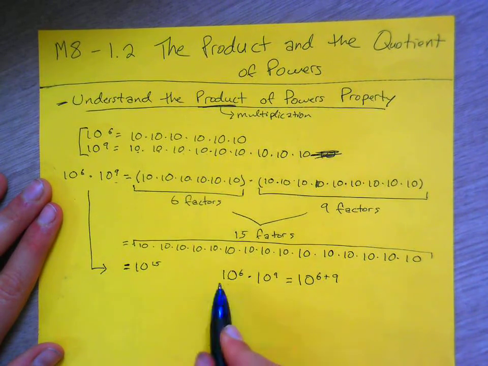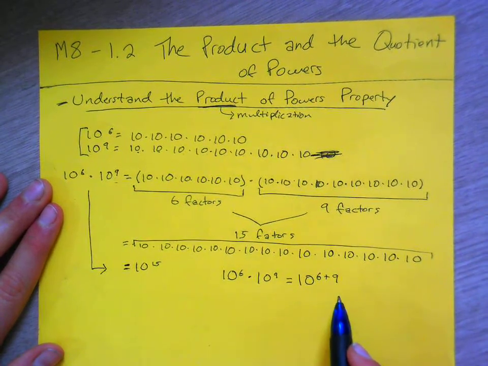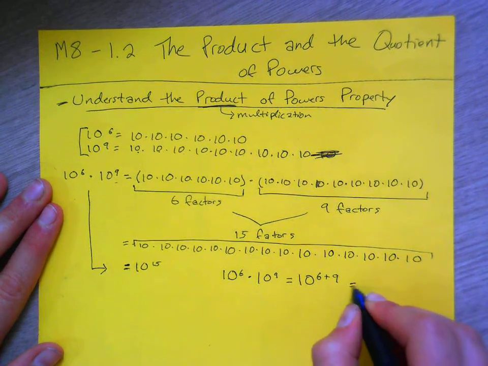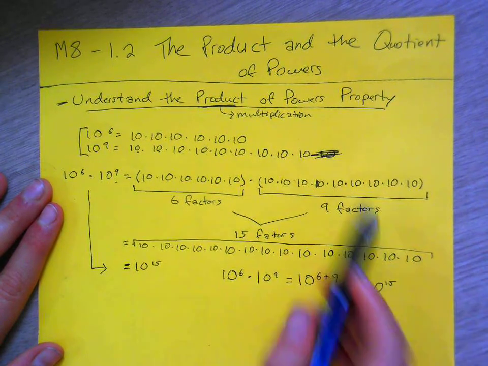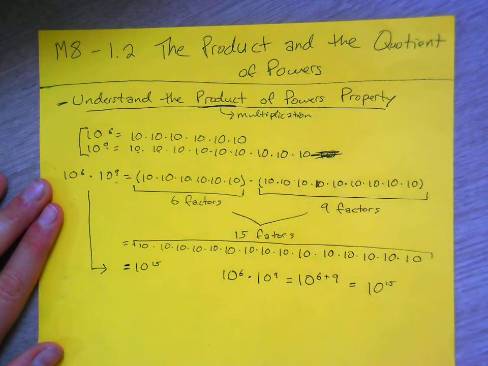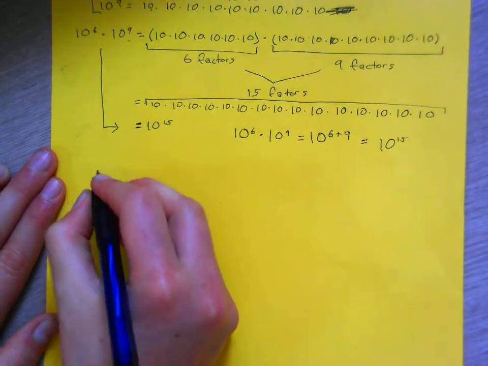So think product: when we're multiplying, we add exponents. Product for exponents, we add the exponents. And so you'll see 6 plus 9 equals 10 to the 15. Much shorter than writing out this whole process every time. All you have to do is add. Let's try another short example here.